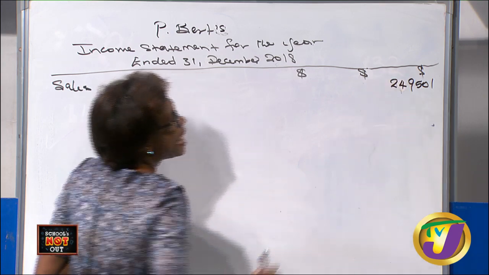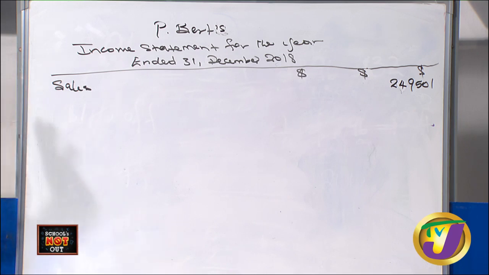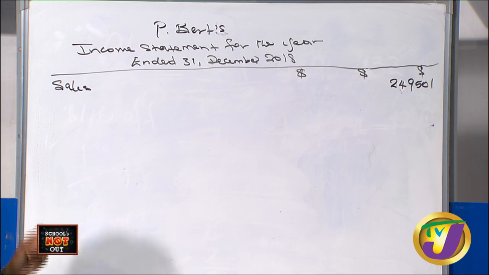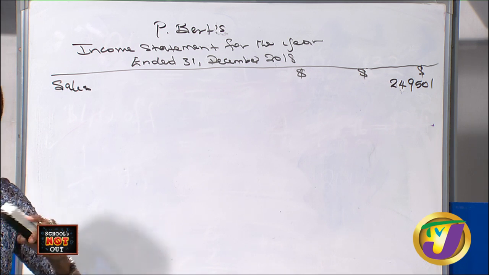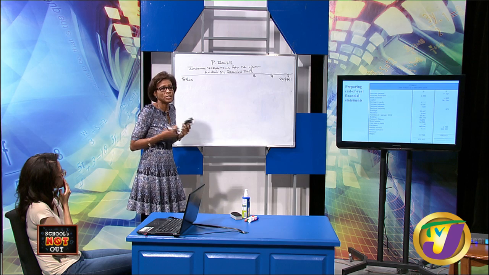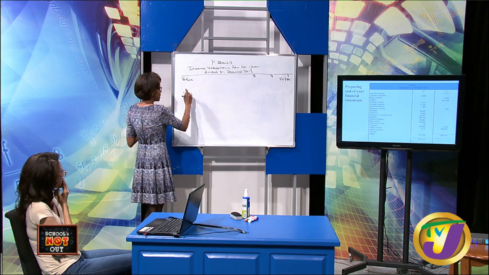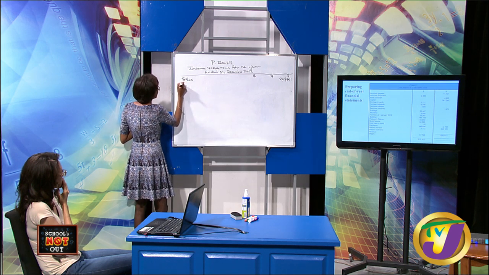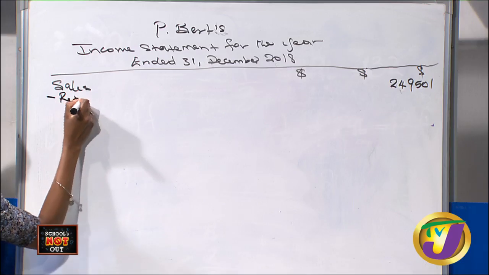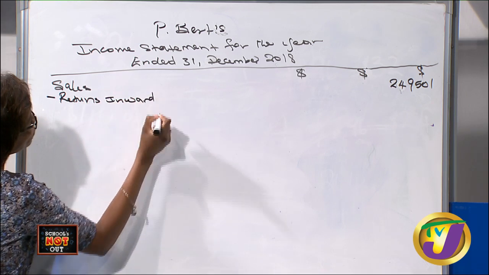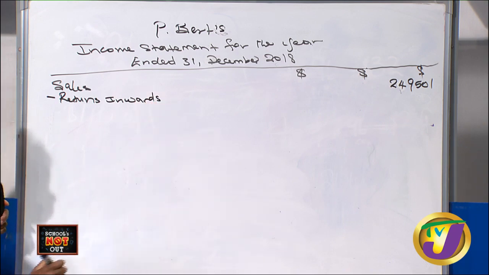I'm trying to write so you can see clearly, okay? And then that sales figure will have to be adjusted so we can get our true sales figure, because remember that we had return inwards. So you sell something and your customer returns it to you, then that means your sales are going to be less. So you'll have to take it from your sales figure. So we're going to less return inwards.